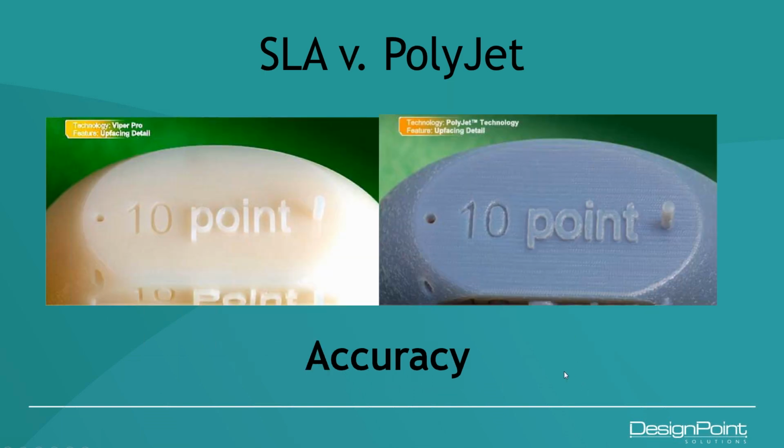Accuracy is another area where SLA truly blows the doors off of multi-jet technologies. On the left, hopefully it's apparent, this is a part that's been printed in SLA, and on the right, printed in PolyJet. And even though it's saying the same thing, 10 point versus 10 point, hopefully it's quite apparent that the crispness of the 10 outshines that of the 10 here, and the clarity of the word point, the crispness of the word point is far better than here as well.